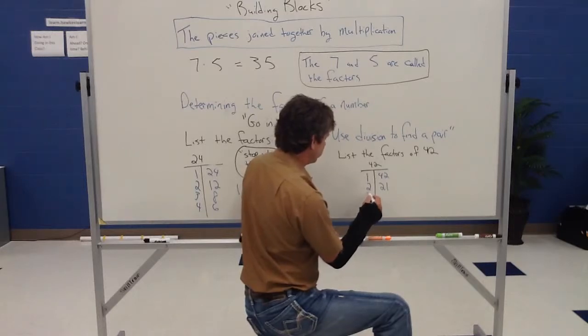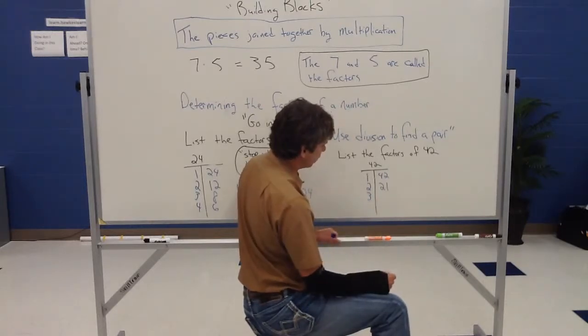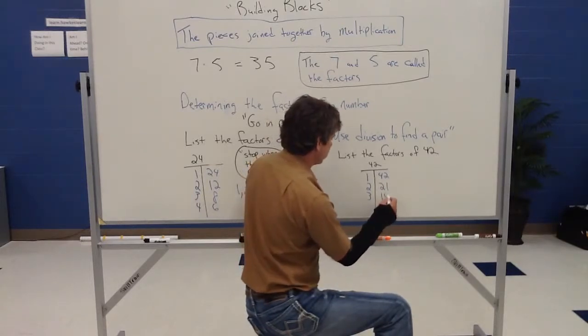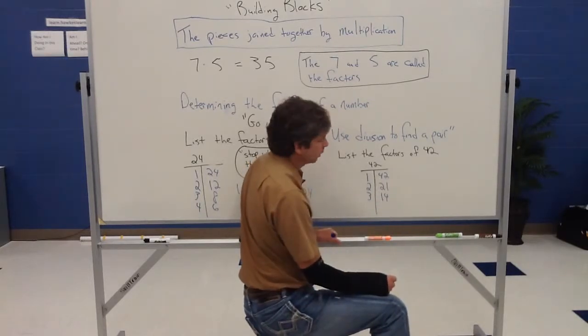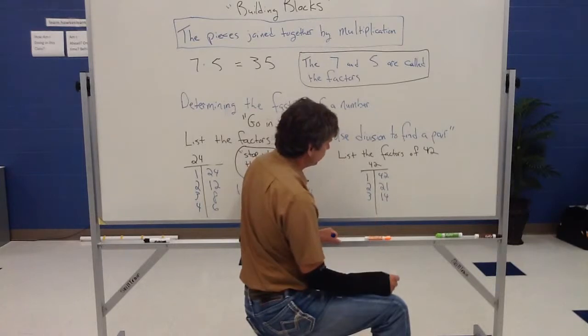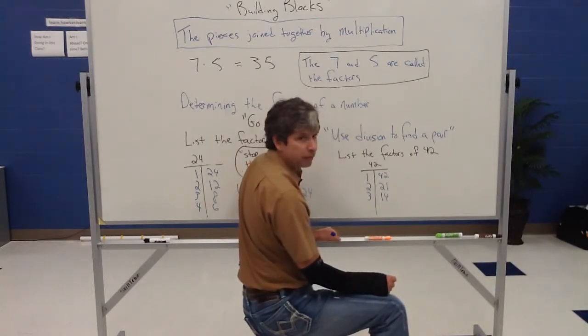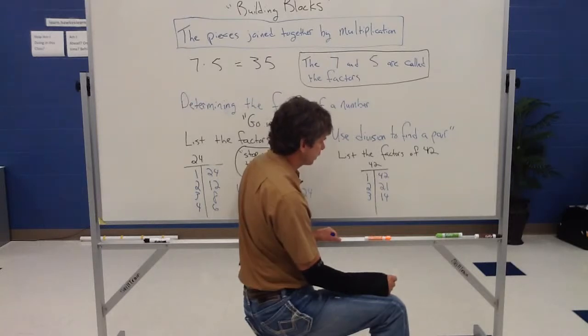3 would go into 42. I'll probably have to use a calculator for that one. And 42 divided by 3 would be 14. Again, I can verify that with a calculator. Does 4 go into 42? Again, using a calculator, 42 divided by 4, we're going to find that that doesn't happen. So 4 is not a factor.